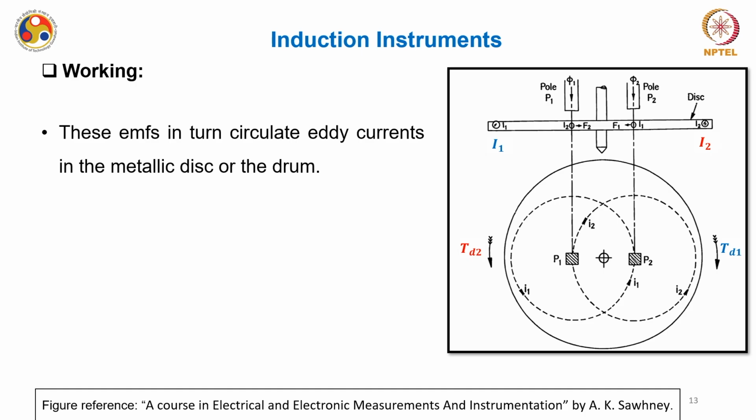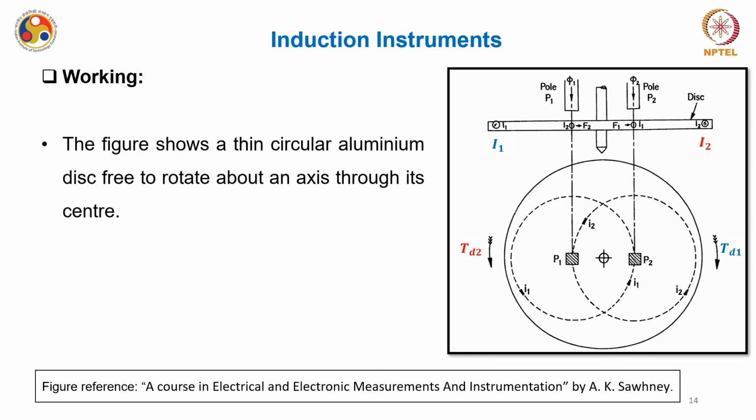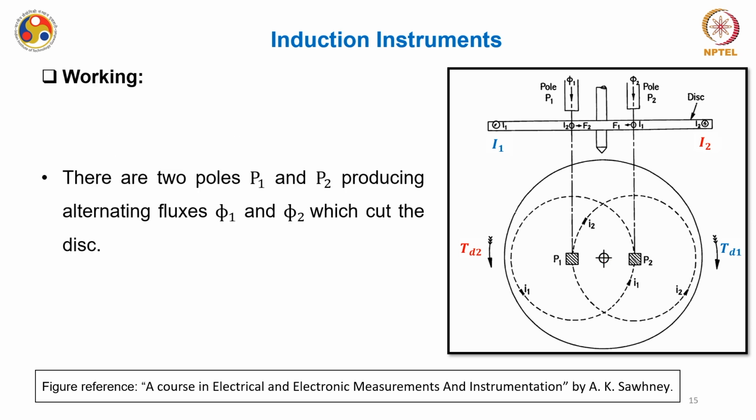These EMFs in turn circulate eddy currents in the metallic disc. We have already seen that when a metallic sheet or metallic drum comes into contact with these fluxes, there will be inherent eddy currents produced at the surfaces of these drums or discs. This figure shows a thin circular aluminum disc free to rotate about an axis through its center. As you can see, this is the center of this disc. Now there are two different poles, which I am representing as pole P1 and pole P2, producing alternating fluxes phi 1 and phi 2, which cut this disc.